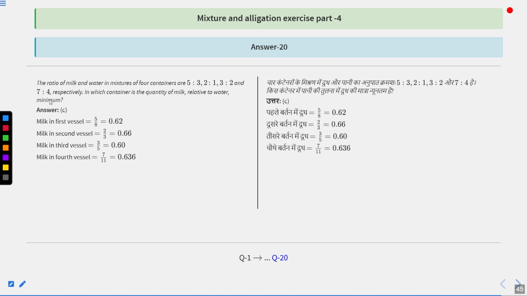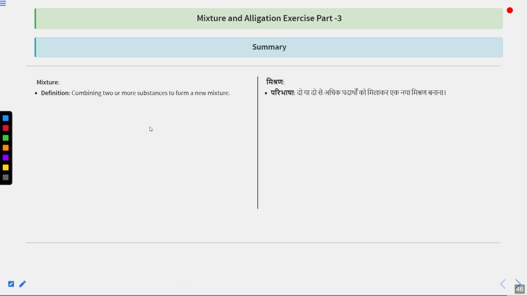In the same way in the fourth, 7 plus 4 equals 11 and 7 units is milk out of 11 units, so it will become 0.636. So the third vessel has the minimum milk relative to water. Clear? Now summarizing today's lecture.